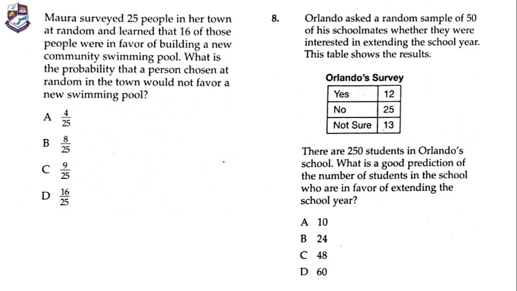All right, Maura, she surveyed 25 people in her town, and she did it at random, and she found out that 16 people were in favor of wanting a swimming pool. So 16 out of 25 people wanted a swimming pool. But we have to be careful. 16 out of 25 is there, but it says, what is the probability that the person chosen at random in the town would not favor a swimming pool?